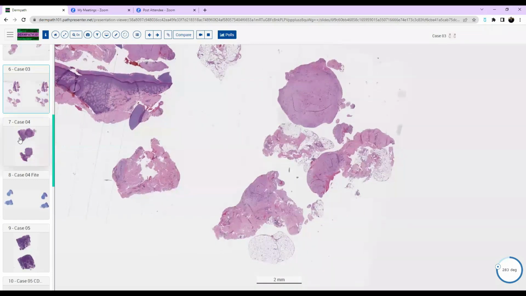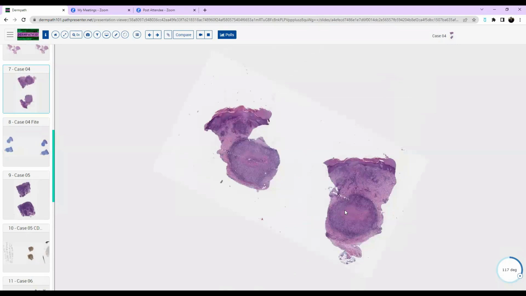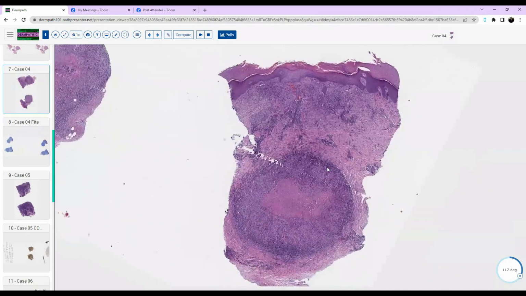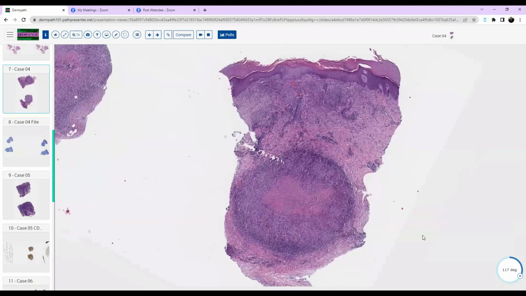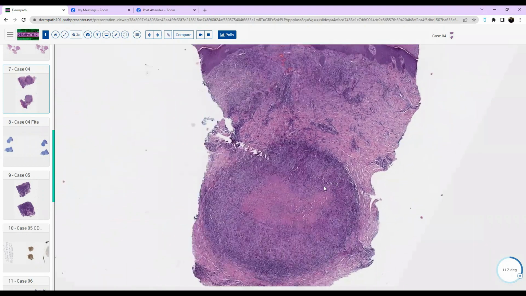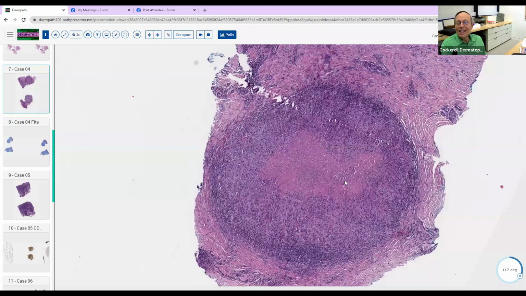Thank you. Okay, great. All right, we'll get back to some more conventional cases. I can take this one, Dr. Cockerell. Looks like we have a punch. Just from a low power view, there's an inflammatory infiltrate in the superficial dermis and a pretty big granuloma in the deep dermis. Okay, good. Seems to be pretty well organized. There's maybe some caseating necrosis in the middle. Yeah, there is.